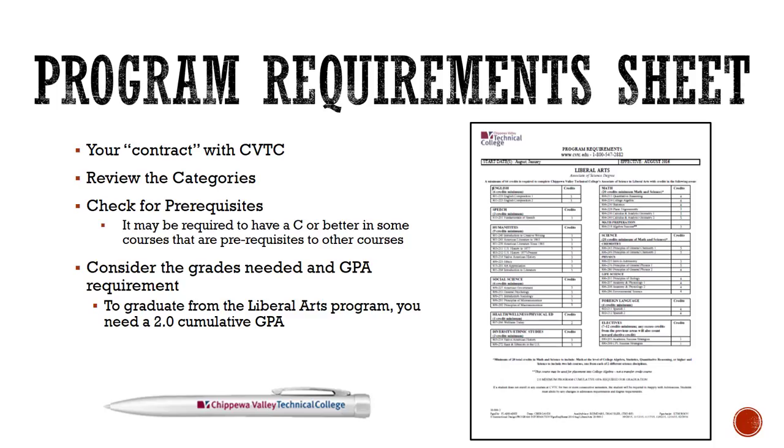If you do not have a program requirements sheet in front of you, please pause this presentation. Return to the presentation when you have a program requirements sheet so you can follow along with the information. Your program requirements sheet is your contract with CVTC. You'll see at the top right which semester the sheet is effective for. You can locate the program requirement sheet in MyCVTC under your program.